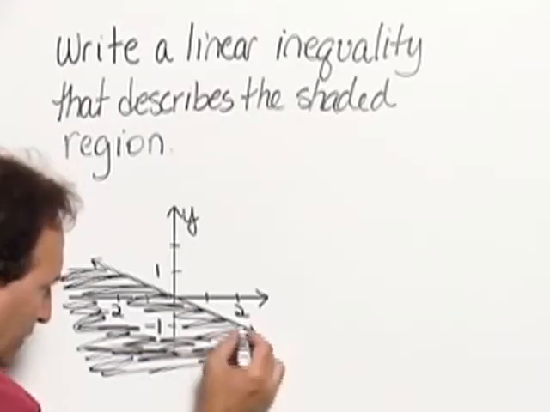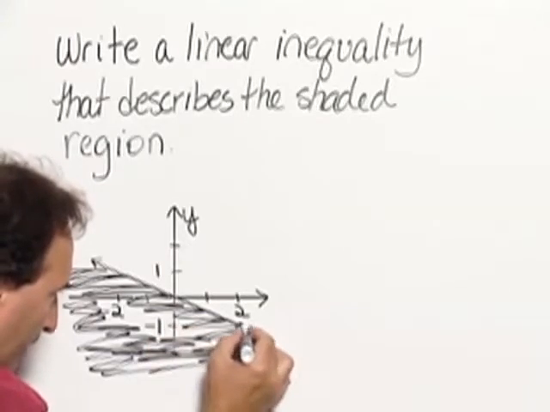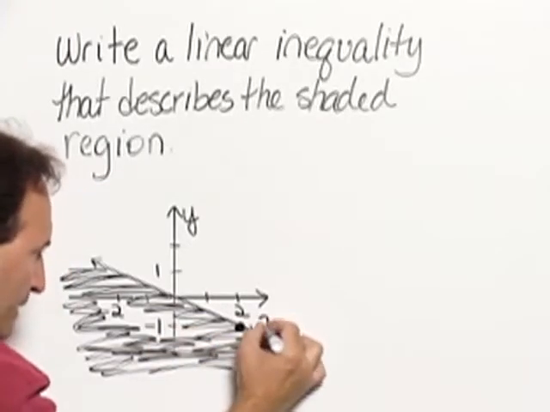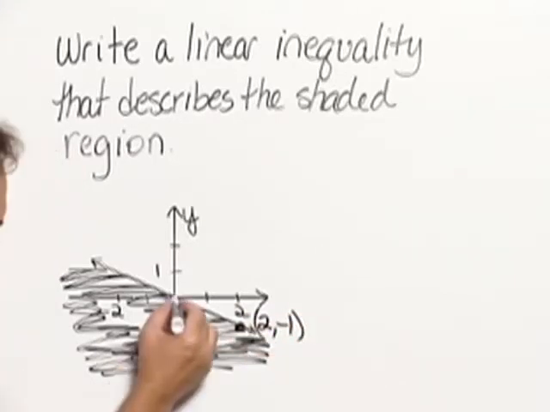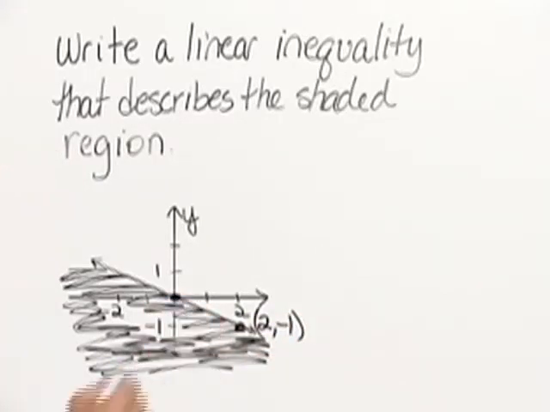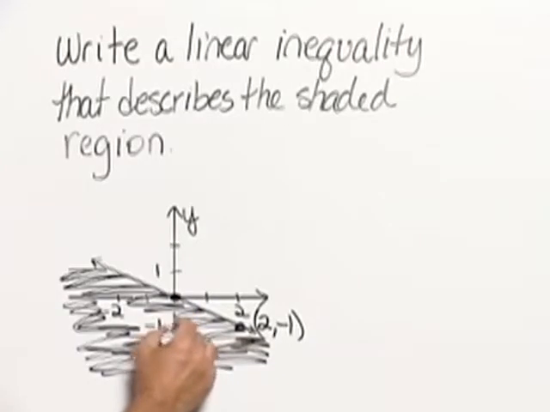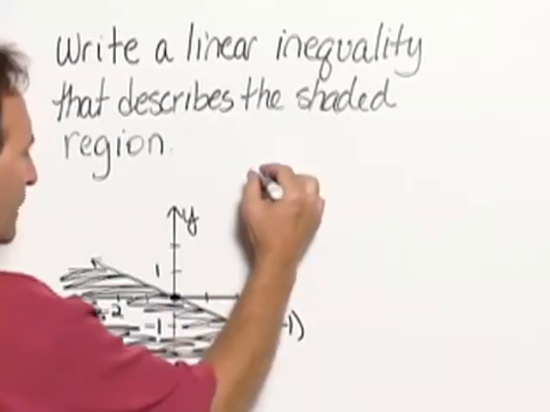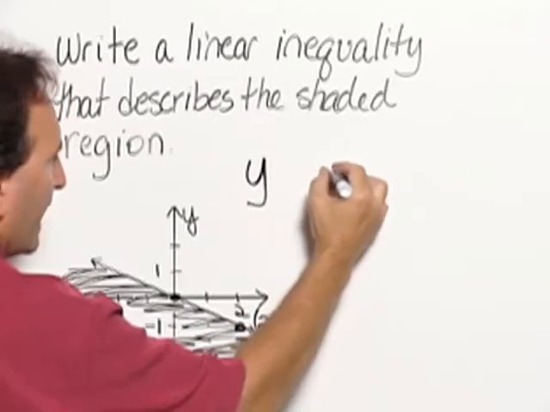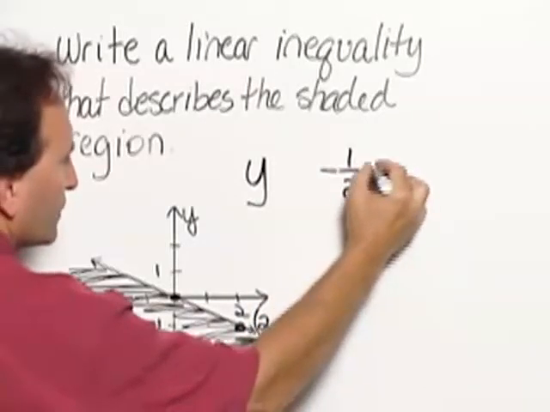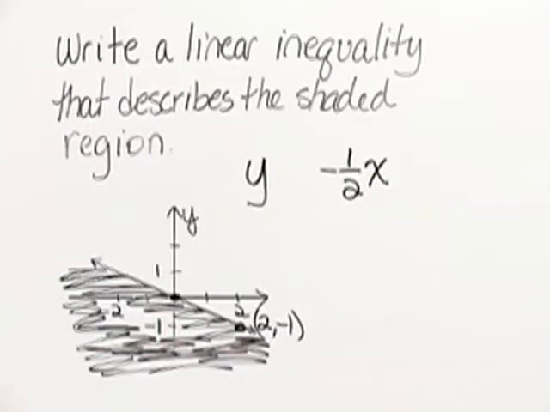So what we're interested in is the slope. Let's locate this point right here. That point appears to be (2, -1), which means if I start at the origin and I go down 1, then I would go over 2. That gives me a slope of -1 over +2. So this would be y, and then we're not sure yet, but then -1 over 2x. So in other words, -1/2 x.